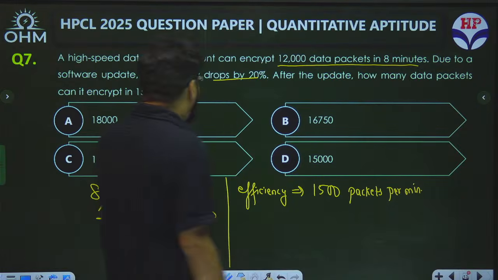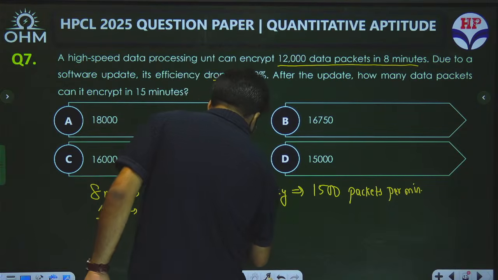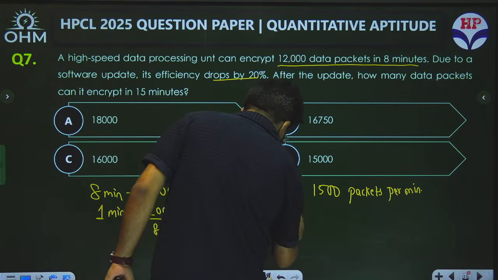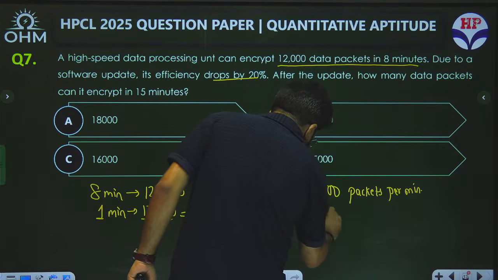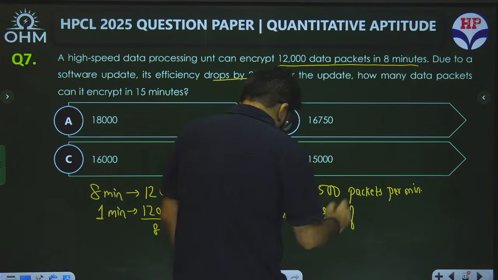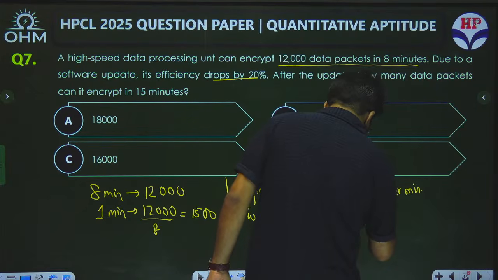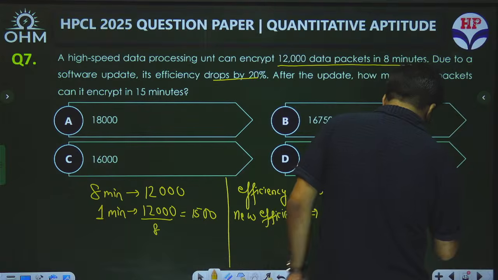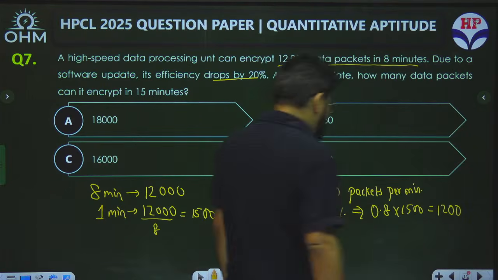Now the efficiency drops by 20%. So what is the new efficiency? It is 80%. 80% means 0.8 times 1500. When you multiply by 0.8, this is going to be 1200. 80% of this is 1200.